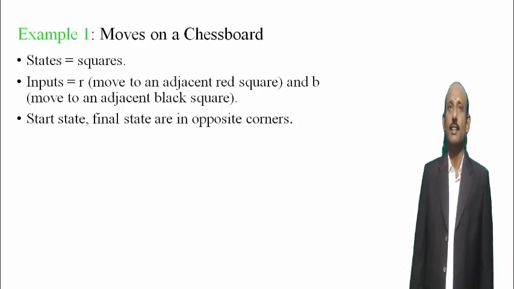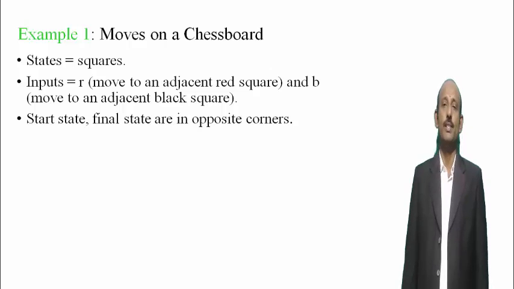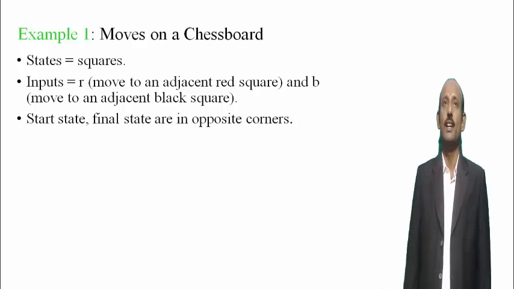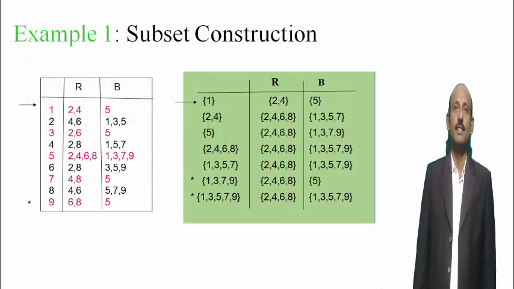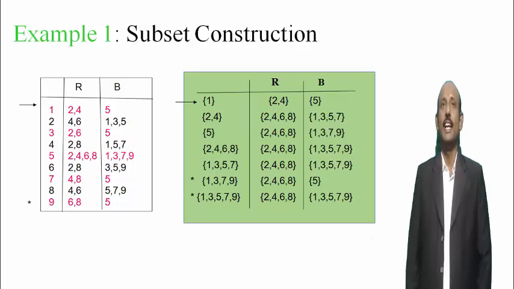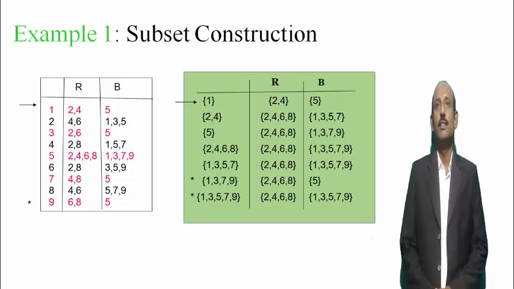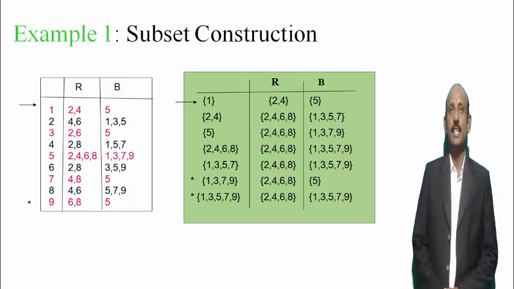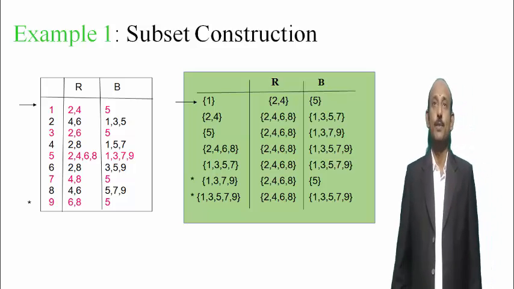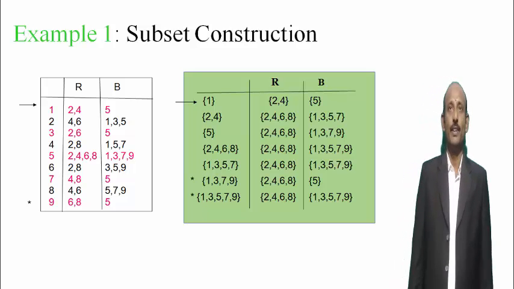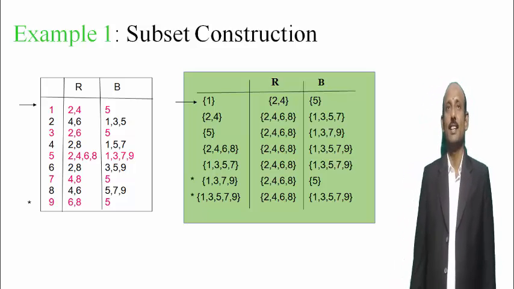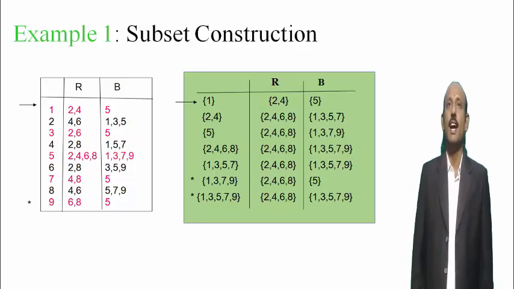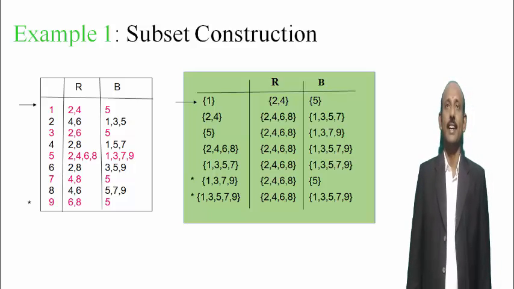We see this as the subset construction. From this NFA, we can go to the DFA. Take the first cell: for red color 2, 4 and for black color 5. Next we find the epsilon closure of 2, 4. That is the subset construction. Then the epsilon closure of 2, 4 gives the answer 2, 4, 6, 8.